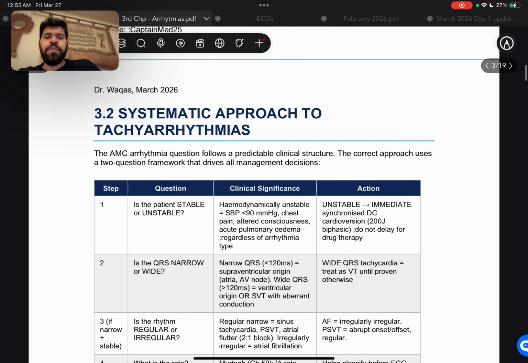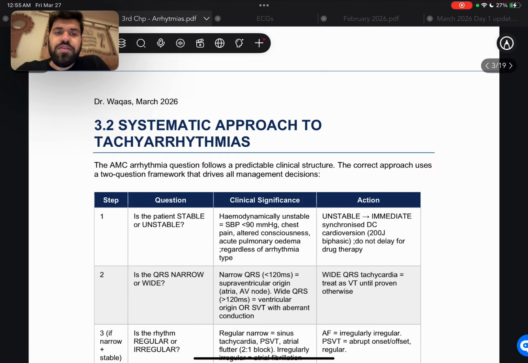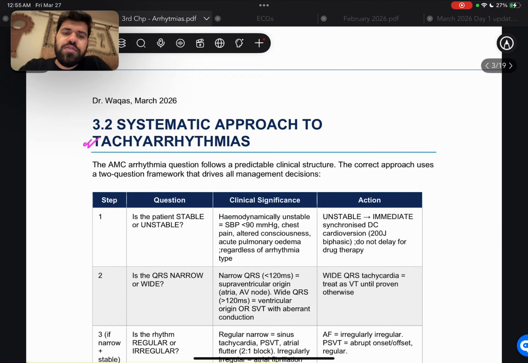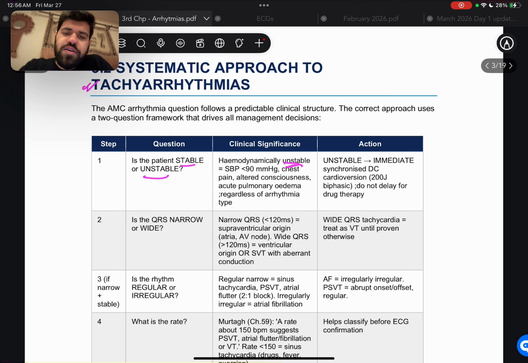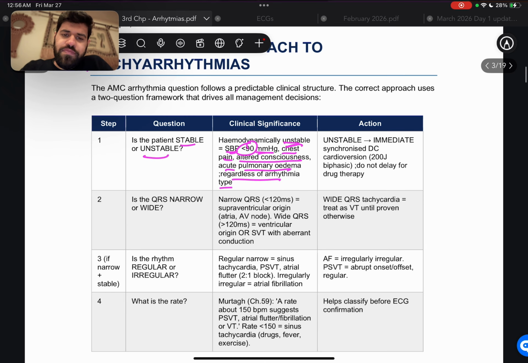All right. Now moving on to the systemic approach to tachyarrhythmias. So right now we'll be discussing tachyarrhythmias. So the first question, which is the most important question, is the patient stable or unstable? All right, and that means that we see what are the hemodynamics of this patient. So if it's unstable, that means that the systolic blood pressure is less than 90 mmHg, there's chest pain, altered consciousness, acute pulmonary edema, and regardless of arrhythmia type. So could be AF, could be VF, could be VT. We see if the patient is stable or not.